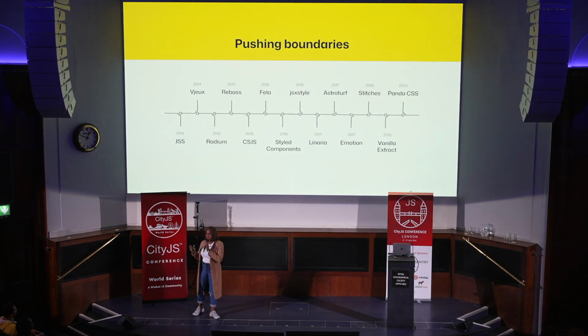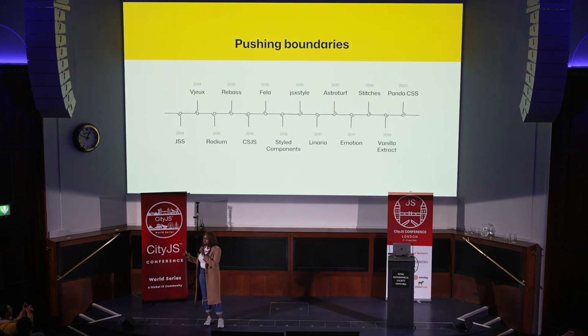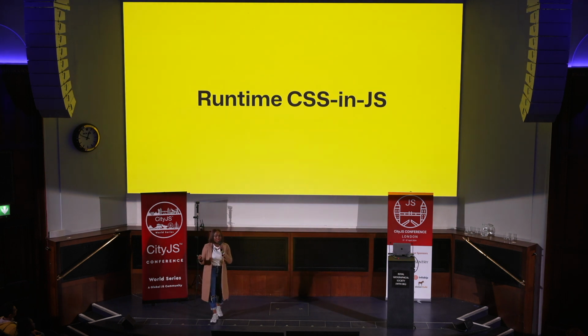One thing is consistent throughout all the CSS-in-JS libraries. We see that we are pushing the boundaries of CSS-in-JS. This tells us that CSS-in-JS is not a trend. It's actually a way of rethinking how we write styles that are modular, more accessible, and more scalable over time. Now, when people think about CSS-in-JS, they think about it from the runtime perspective. Runtime CSS-in-JS is actually one approach to CSS-in-JS.